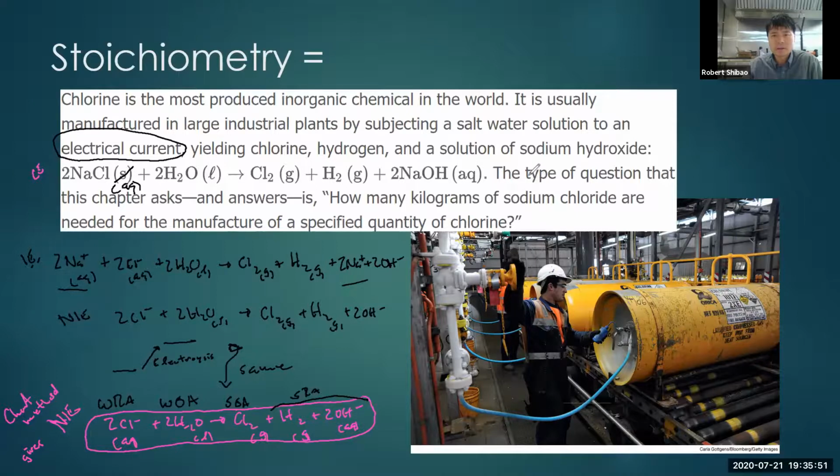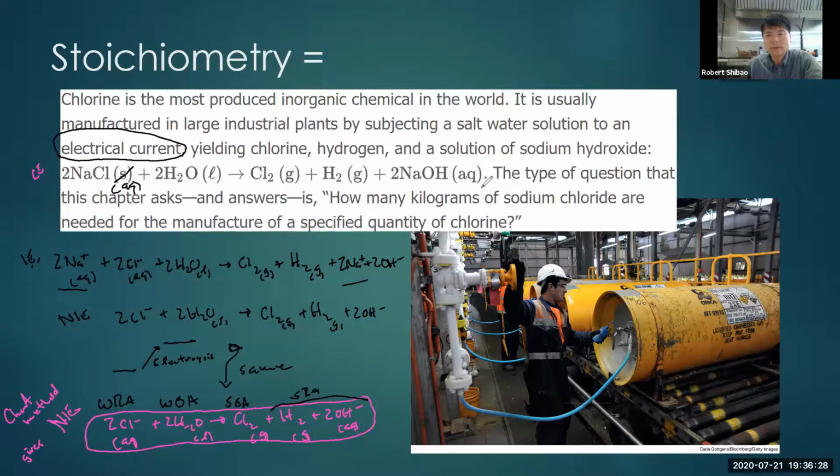we'll look at them. All right, so the type of question that this chapter asks and answers is, how many kilograms of sodium chloride are needed to manufacture a specific quantity of chlorine? Let's say I wanted 100 kilograms of chlorine. How many kilograms of sodium chloride would I need for that? And it's not 100 kilograms. Those are the types of questions we can answer in stoichiometry. Stoichiometry is very central to chemistry. Stoichiometry calculations are crucial in chemistry, and so this is a huge topic in chemistry.